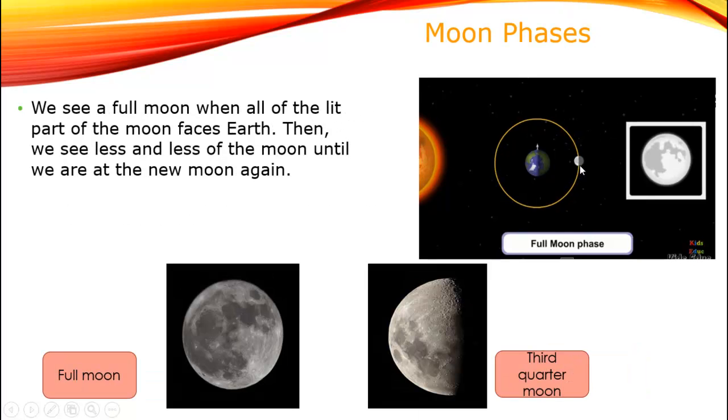We see a full moon when all of the lit part of the moon faces Earth, where the Earth is between Sun and moon. And we see less and less of the moon until we reach the new moon again. So during full moon phases, the Earth will be between Sun and moon, and we see all of the lit part of the moon faces Earth.